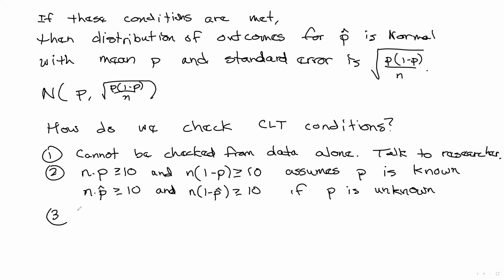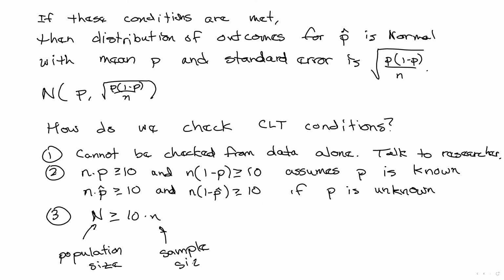All right, and then case 3, what we can do is we take N, which is the population size. That needs to be greater than or equal to 10 times n, where n is the sample size. So the population needs to be 10 times the sample size, if there's no replacement. Okay, so now that we've got those out of the way, we can actually do some examples.